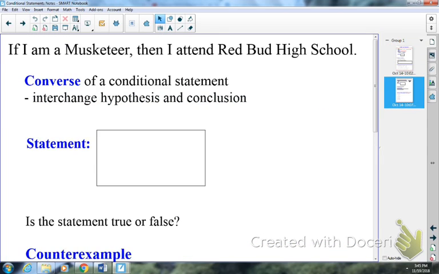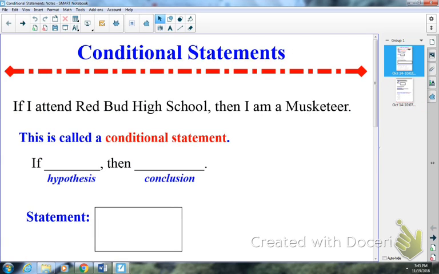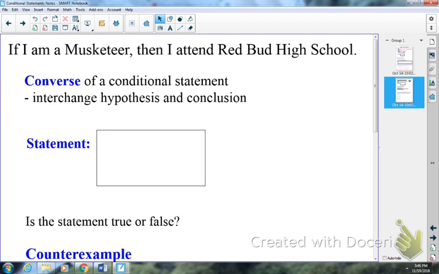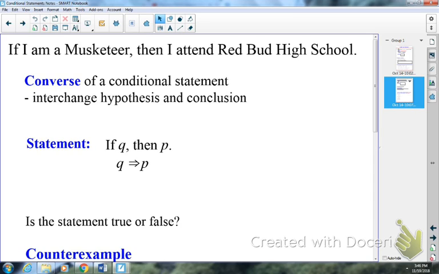Okay, so if we continue on, the converse is formed in a conditional statement when you interchange the hypothesis and the conclusion. If you go back to the previous page, my original statement was: if I attend Redbud High School, then I'm a musketeer. To write the converse of that, you're going to interchange them. It would say, if I am a musketeer, then I attend Redbud High School. You're going to switch them. Remember with the variables, if P then Q, when we switch them around, we say if Q then P.